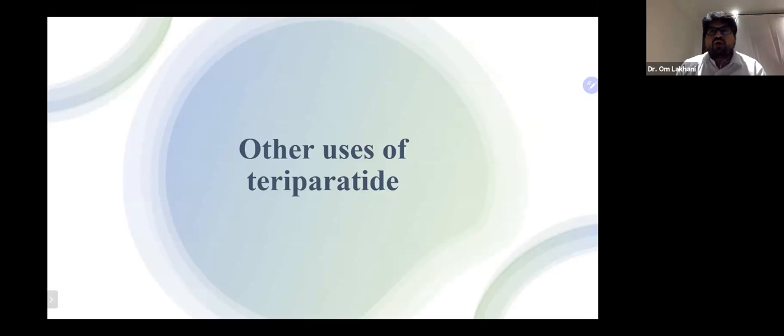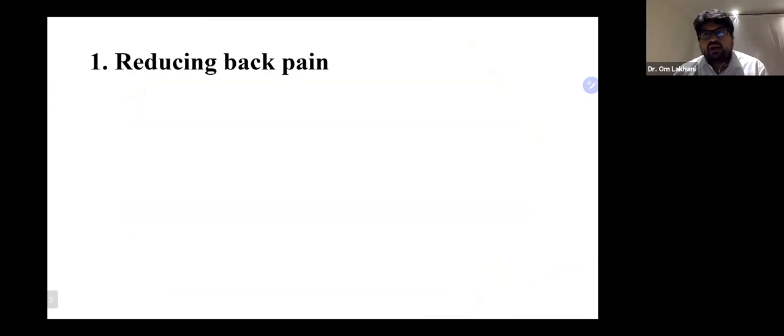Okay. What are the other uses of teriparatide? Back pain, and this is what we learned from spine surgeons. Spine surgeons always use teriparatide when the patient complains of back pain. So I said, yeah, conceptually, that's fine. Vertebral fractures are being healed, and there are reduced vertebral fractures. But there is actually a clinical trial where they found that on a visual analog scale, teriparatide, when compared to other agents, including calcitonin, reduces the back pain.